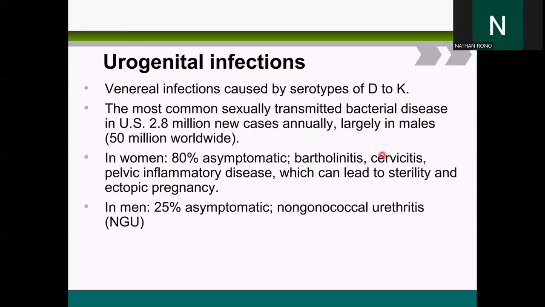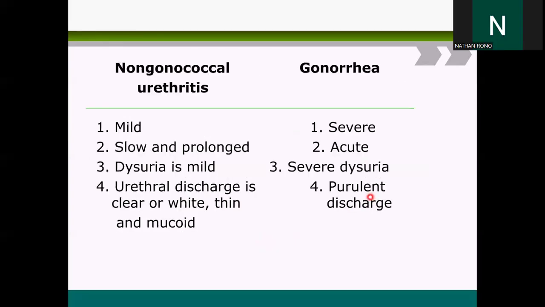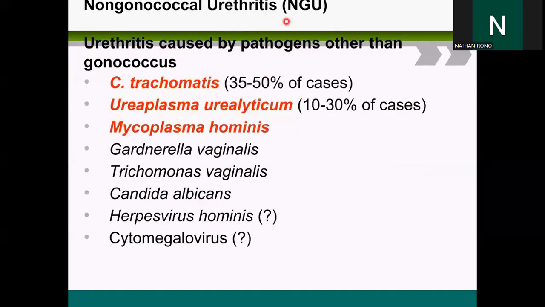And then we have something which can lead to sterility and ectopic pregnancy. And then we have, in men, 25% asymptomatic non-gonococcal urethritis. If you're to differentiate between this and gonorrhea, gonorrhea is severe: acute, severe dysuria and purulent discharge. For non-gonococcal urethritis, there is mild pain, slow and prolonged onset, dysuria is mild, and the urethral discharge is clear or white or thin and mucoid. Gonorrhea is the most common cause of urethritis. Then the rest are called non-gonococcal.